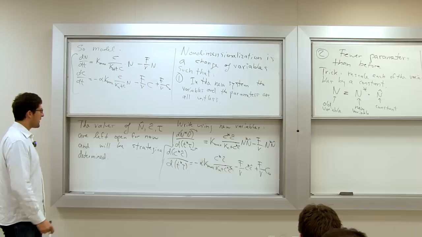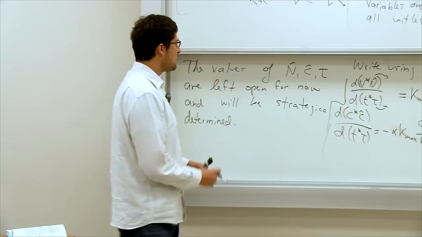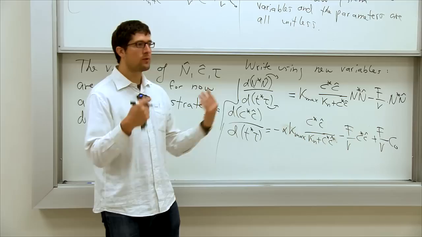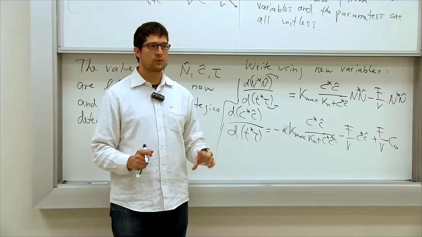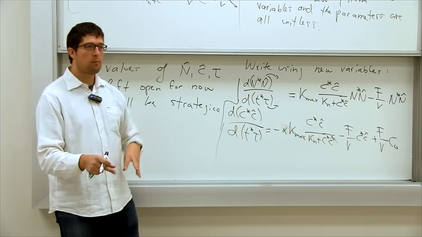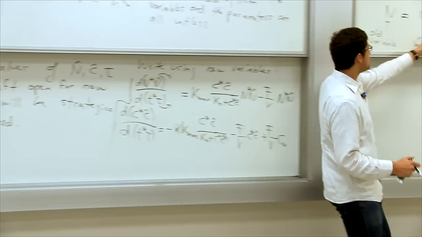Okay. So notice that now there is not a single C left, right? All the old variables have been replaced with new variables. And the new system is a system in terms of the variables N star and C star. That's what I mean by a change of variables. If we solve the system and you ever want to go back to the old variables, N and C, you can use the same formula here. You just take the new variable, multiply it by this constant, and you get the old variable.